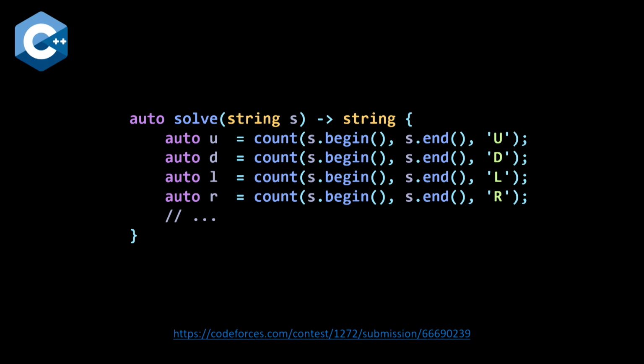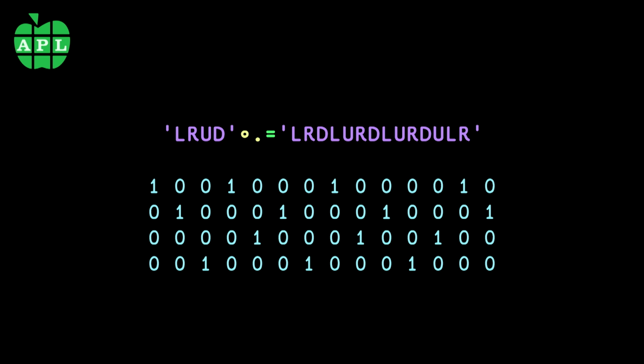Let's look at how we'll solve this in APL. So we've got our string, whatever, randomly, and we're going to do an outer product, that's the circle and then the dot, with equals. And what this is going to do is give us a matrix of ones and zeros. So the first row is everywhere that an L occurs, so there's a one that corresponds to an L. Second row is the R, third is the U, fourth is the D.